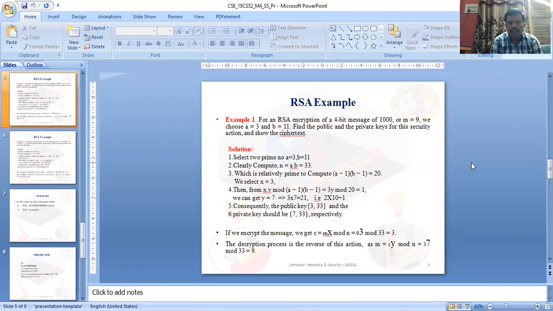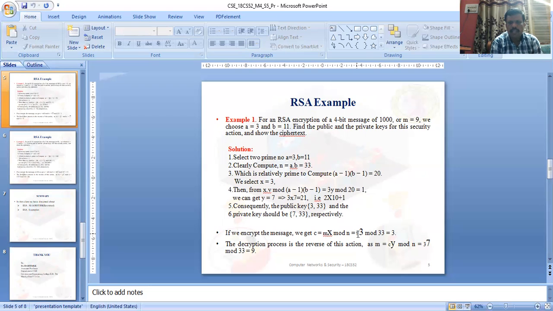So that is 33 we will get back here, and 7 is the y value, and 33 is the computed value of n. They are taken as the private key and public key respectively. Here, if we encrypt the message using this equation, C is the ciphertext. So how do you get the ciphertext? M is the plain text, and x is the power: C = M to the power of x mod n. So you can apply this equation.